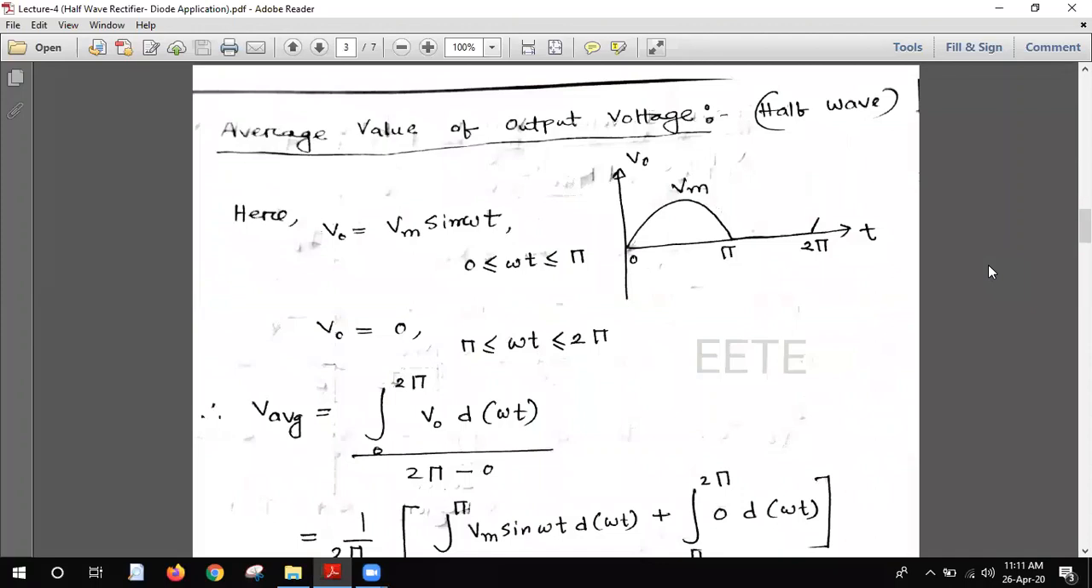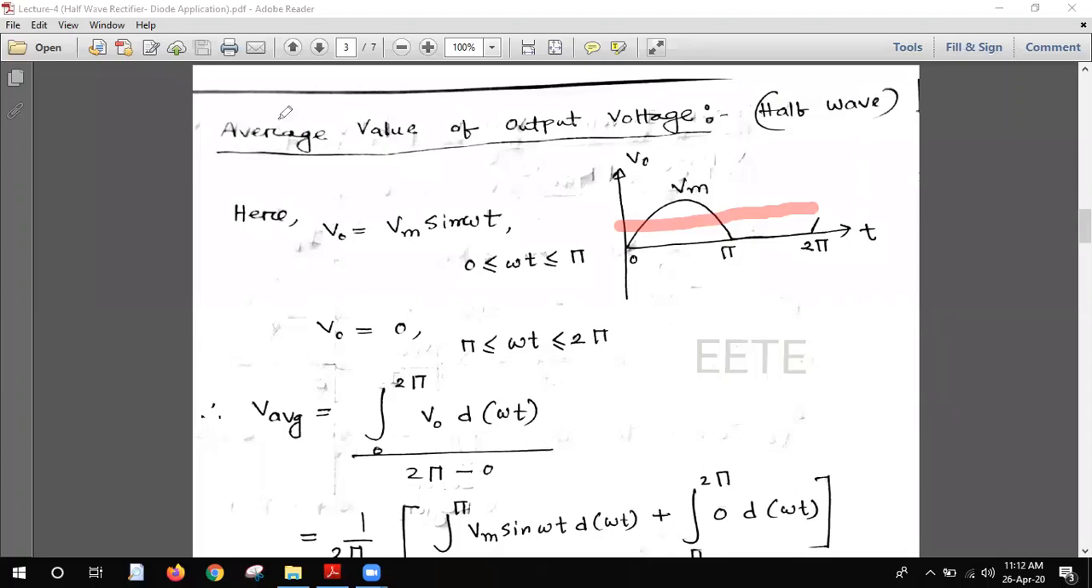Now we'll see the average value, because when we measure using a DC voltmeter or something like that, the negative cycle has zero voltage but the positive cycle has voltage, so the average value gives us the average voltage during the cycle. We know the terms RMS voltage and average voltage. This is the average voltage throughout the cycle, and it is very easy.